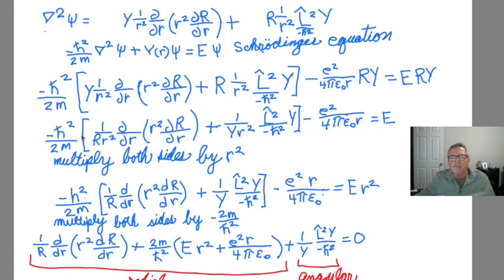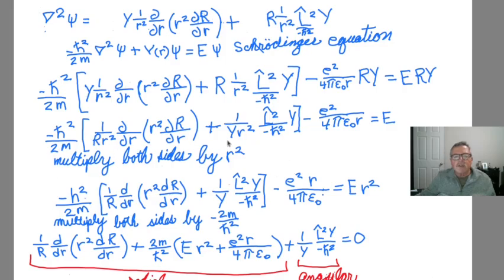What does this step do? All it does is divide by RY, divides by the whole function, so that we have E isolated, and it's important to realize that E is a constant. Then, 1 over Y, 1 over R. Those are the effects of that.